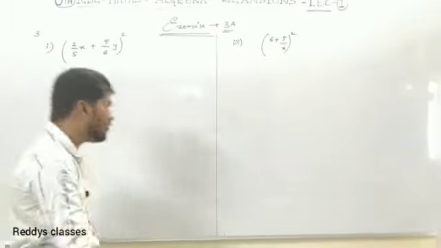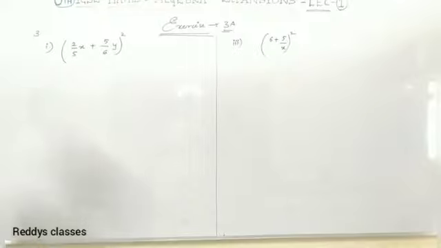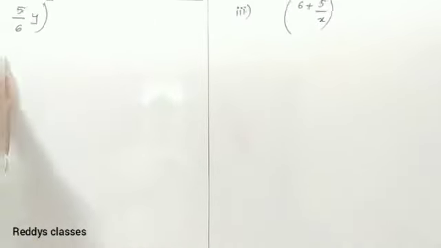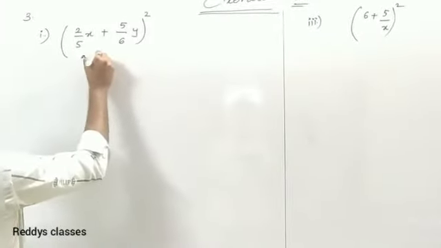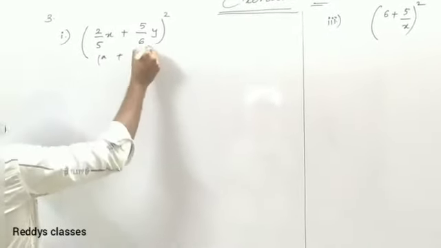So let us see. We have one more question here. Question number 3, first question and the third question. 2 upon 5x plus 5 upon 6y looks simply like a plus b the whole square.